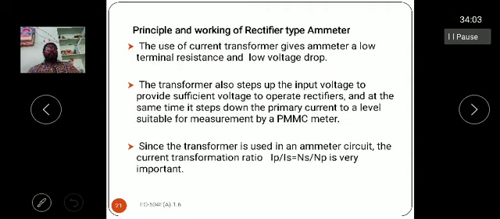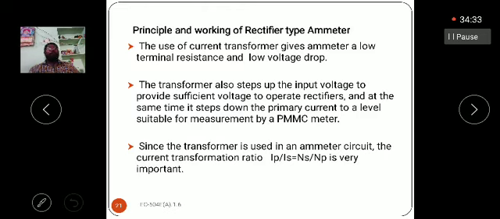The use of current transformer gives the ammeter a low terminal resistance and a low voltage drop. In this block diagram of the rectifier type ammeter, we are observing the important blocks: the AC input voltage, and the second one is the transformer. The use of current transformer gives the ammeter a low terminal resistance and low voltage drop.